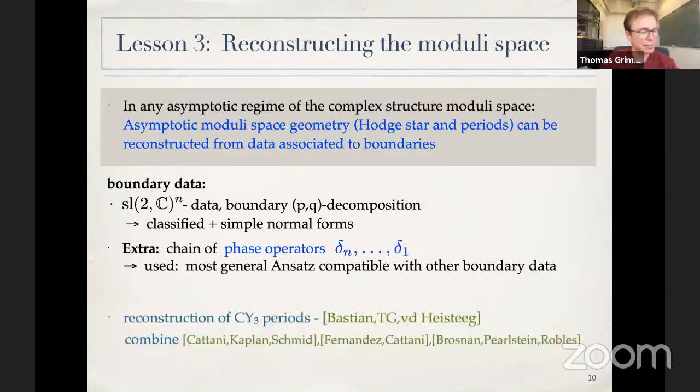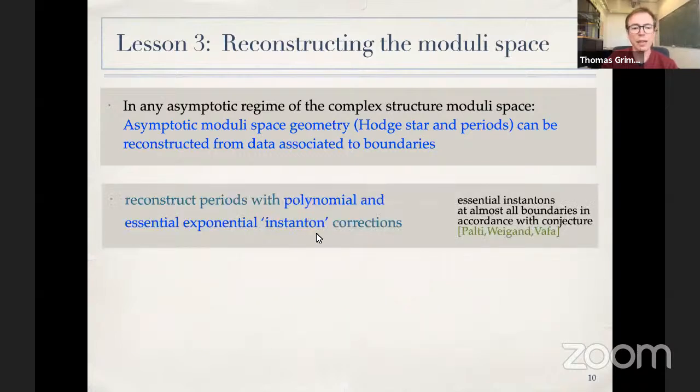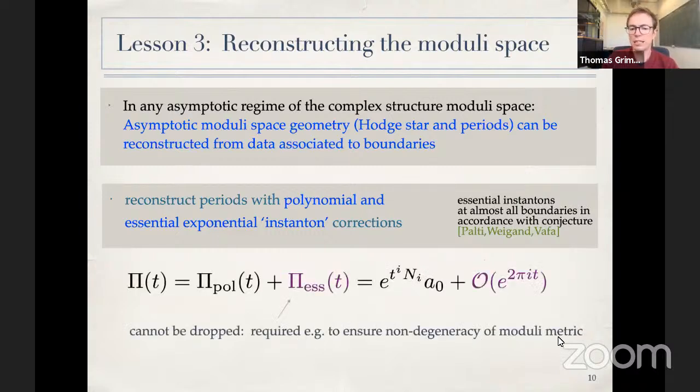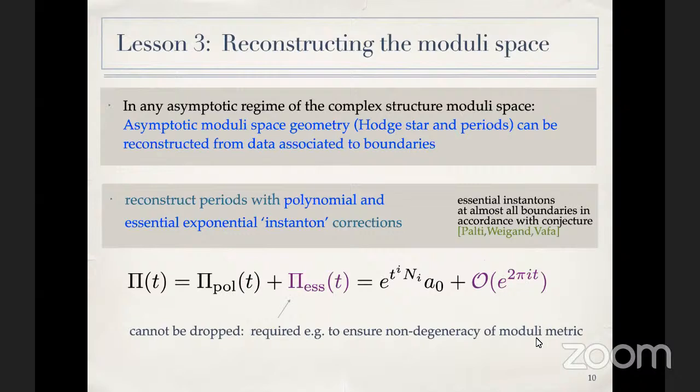In any case, the upshot is that you can construct the leading Calabi-Yau threefold periods, or also Calabi-Yau fourfold periods, if you combine this boundary data. And the amazing part is that it does not only include polynomial terms, but also essential exponential corrections. In fact, away from the large complex structure point, which was just mentioned in the question, these exponential corrections are always needed because you have to ensure that your moduli space metric and so on are non-degenerate, and you simply need them to make sure that not everything degenerates.